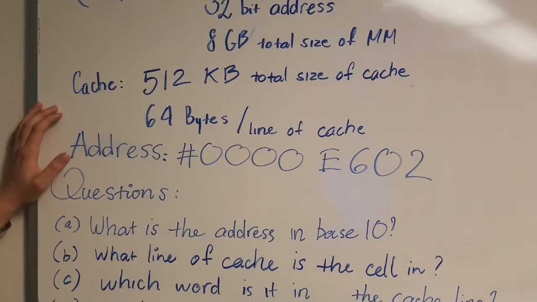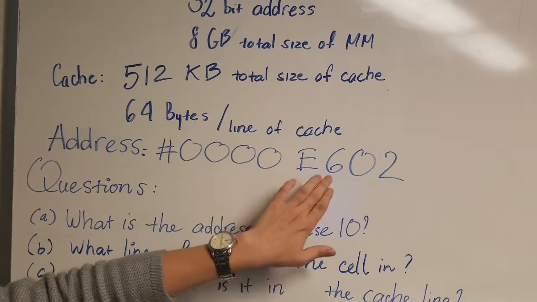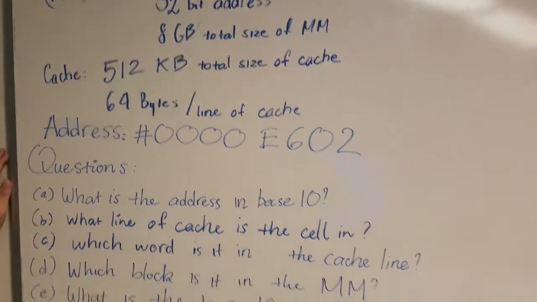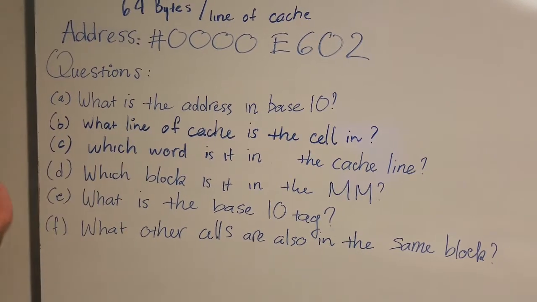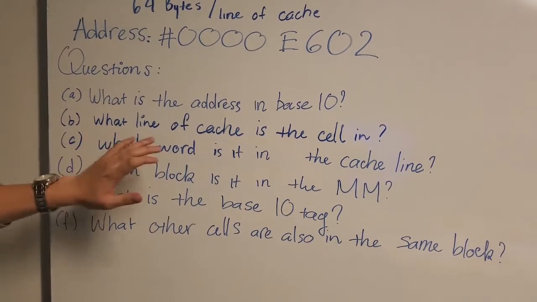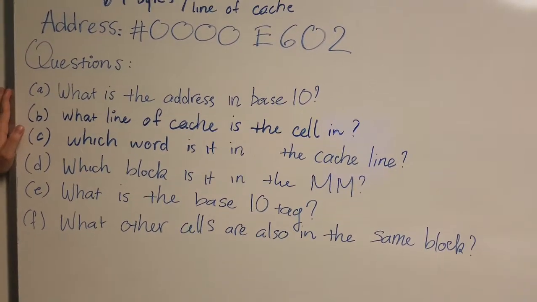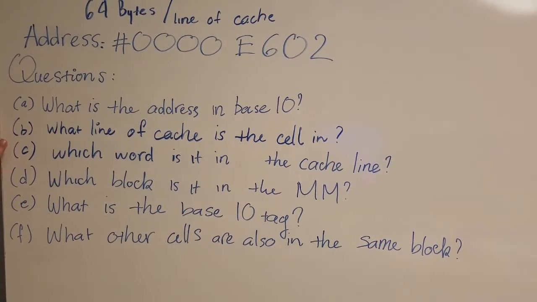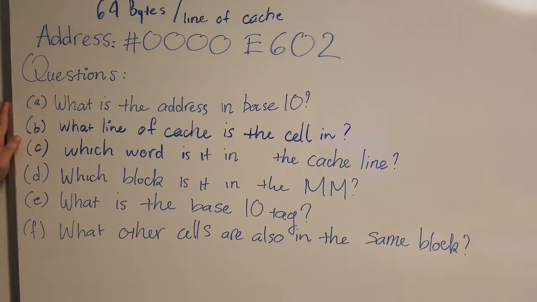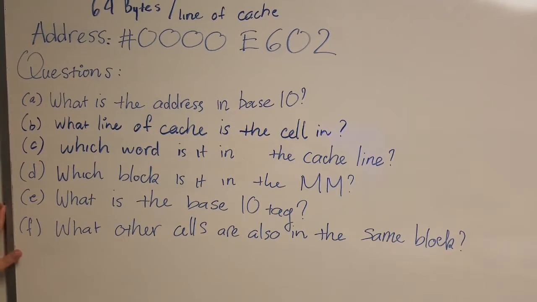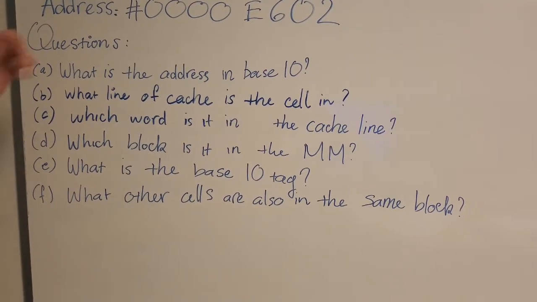And the given address in hexadecimal is 0000E602. So our questions here are: A, what is the address in base 10? B, what line of cache is the cell in? C, which word is it in the cache line? D, which block is it in the main memory? E, what is the base 10 tag? And the last question is, what other cells are also in the same block with the given address?